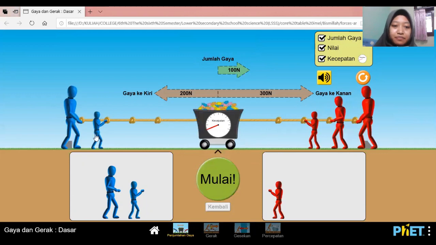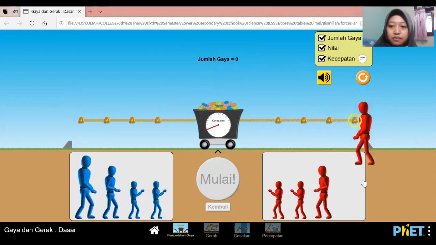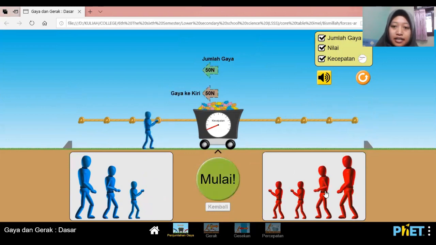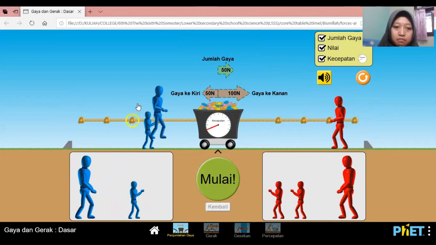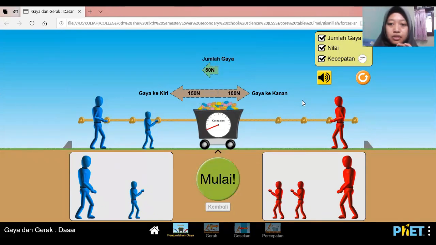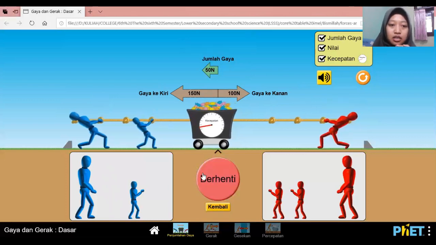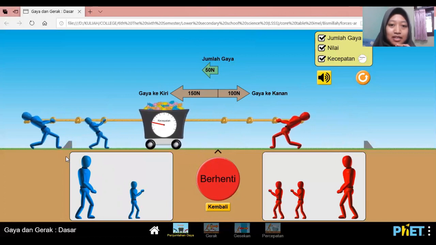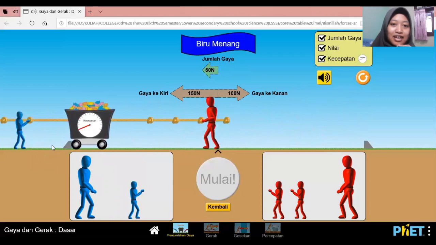Okay, let's try again. How if we use this person, and then this person, and then this person? There are 150 Newton to the left and 100 Newton to the right, so will it be right or left? Left. Why? Because the left is bigger than the right, so the magnitude is 150 Newton minus 100 Newton, so it will be 50 Newton to the left. So that's all about the magnitude of the force in the PhET simulation.